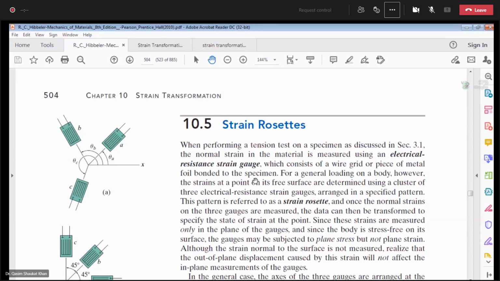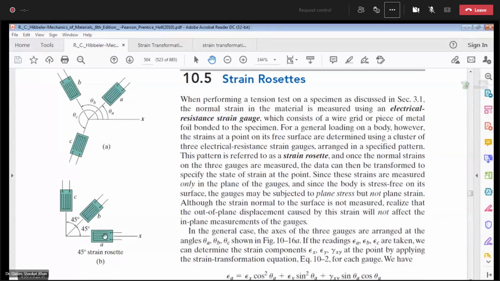For a general loading on a body, the strains at a point on its free surface are determined using a cluster of three electrical resistance strain gauges arranged in a specified pattern. There are different patterns. Later on, I will show you the 45 degrees pattern. You can see this is the 45 degrees pattern. It means three strain gauges are attached at an angle of 45 degrees. If we measure with respect to the positive x-axis, theta A will be 0. Moving in the counterclockwise direction, theta B will be 45 degrees.